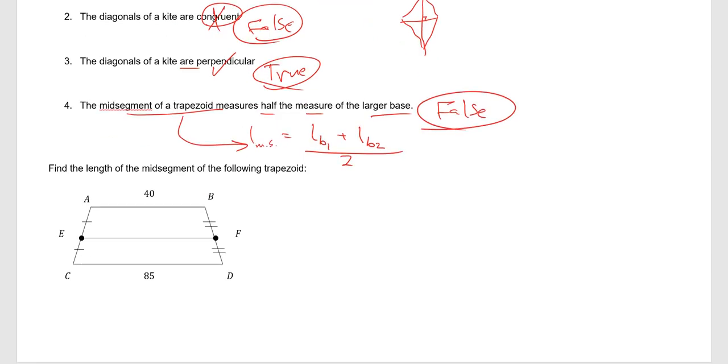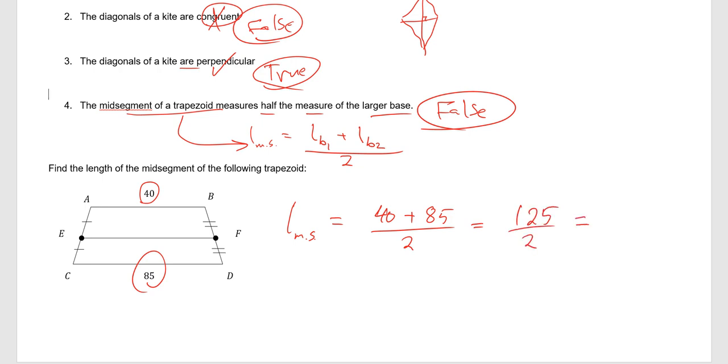Next we need to find the length of the midsegment of the following trapezoid. So we have this trapezoid, ABDC, and we have both bases with given lengths, 40 and 85. So the length of our midsegment is equal to the length of base 1 plus the length of base 2 over 2, which is 40 plus 85 over 2, which is 125 over 2, which is 62.5 units.